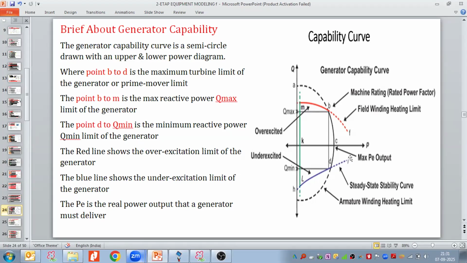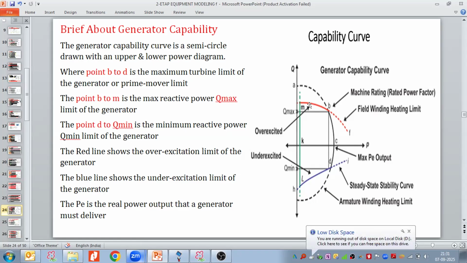And here I have my maximum output power, this one. As you can see, the point B to D is the maximum turbine limit of the generator, or prime mover limit of the generator. The point B to M is the maximum reactive power limit that the generator can supply to the power system network, to the grid system. How much reactive power it can supply. The point D to Qmin is the minimum reactive power Qmin limit of the generator that it can absorb from the grid.